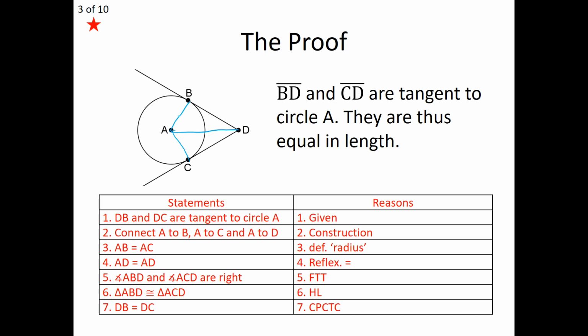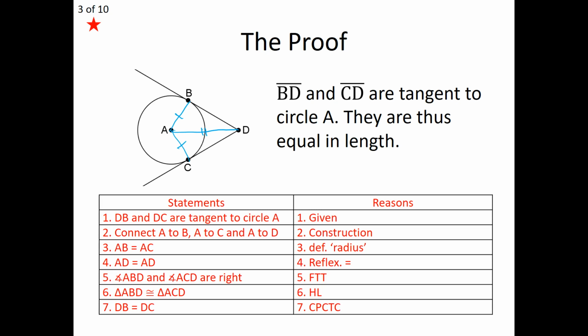The very first thing we notice is that AB and AC are equal in length. Why? Because they're both radii of the circle. So by definition of radius, we've got equal lengths already there. Next, we should notice that the two triangles share a side, AD. So by reflexivity of equality, we know that that side is equal to itself. That means we already have two sides of one triangle equal to two sides of the other. Now we need a third thing.